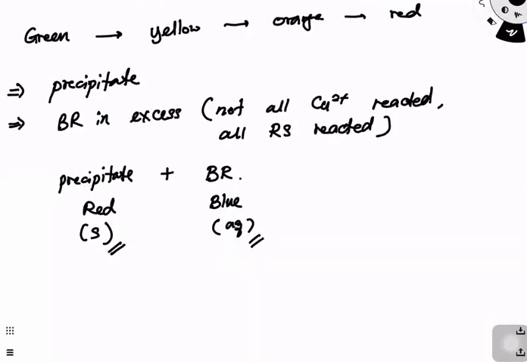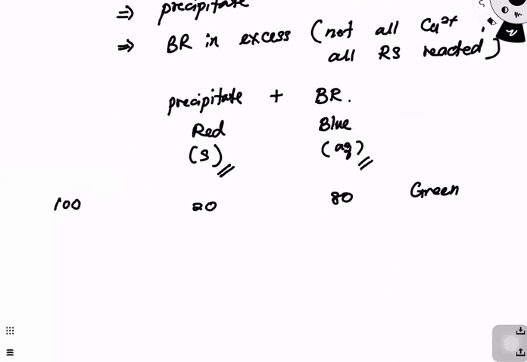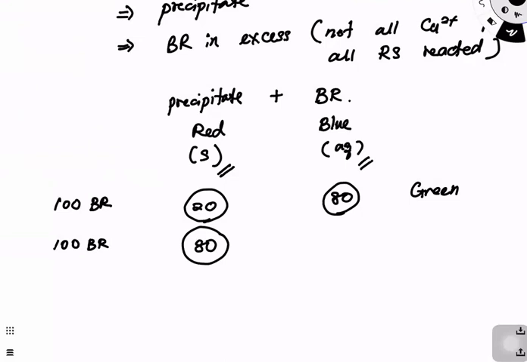For example, let's say I have 100 Benedict reagent molecules. 20 reacted to form red precipitates, and the remaining 80 Cu2+ did not react. This combination of the red precipitate and the blue color may give us a greenish color. If out of 100 Benedict reagent, 80 formed red precipitate and only 20 remained blue, this may give us orange. Can you see that?